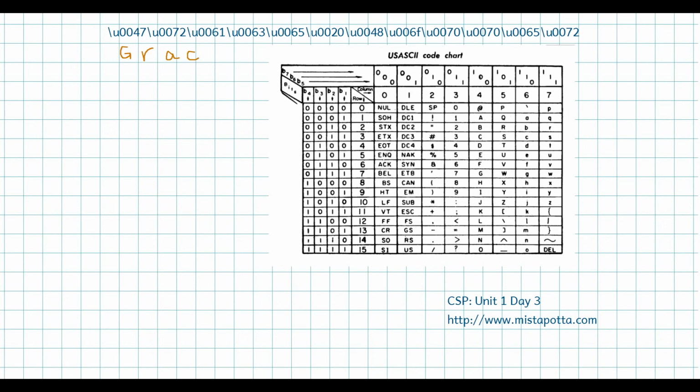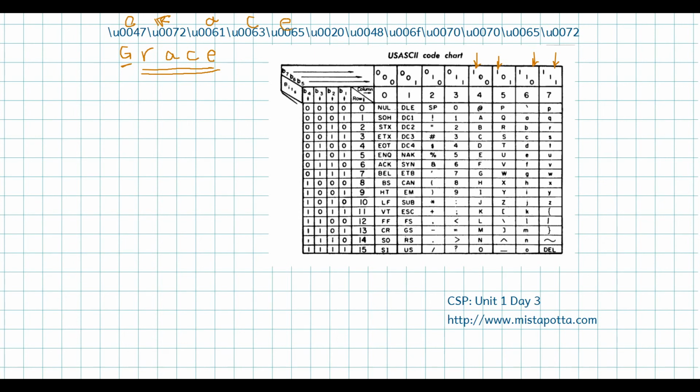And notice that these values actually allow us to distinguish between capitalized and lowercase letters, because capital letters are only going to be using these first two columns, but our lowercase letters are going to be using these last two columns. In other words, lowercase letters start with a 6 and a 7. So we had that was our G, that was our R, our lowercase r, I should say. This was our lowercase a, this was our lowercase c, this was our lowercase e.